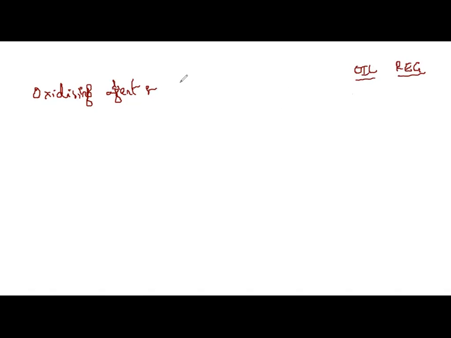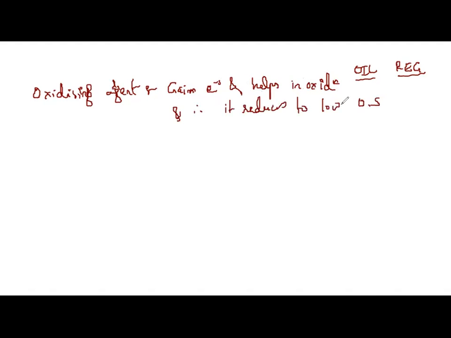Therefore, an oxidizing agent is an atom or an ion or a molecule which gains electrons and helps in oxidation. It helps in oxidation because oxidation means loss of electrons. So if electrons have to be lost, some substance, some atom or ion, should gain those electrons. Then only we call it oxidation. And thereby it is reduced to a low valency state, it decreases to a low oxidation state.